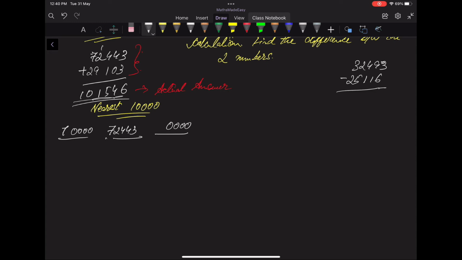These 4 turn into 0, and this 7 stays as it is on the floor side, and on the seal side it is incremented by 1 and becomes 8,000. So we have 70,000 and 80,000. Make the groups. The group generation is quite simple. I'll be showing you guys at the end of the video.